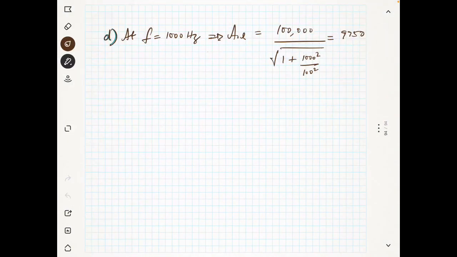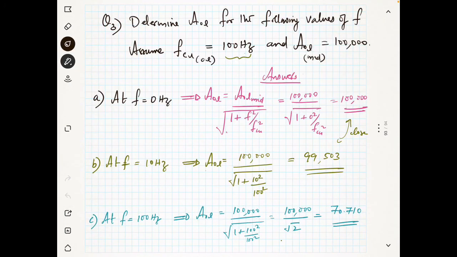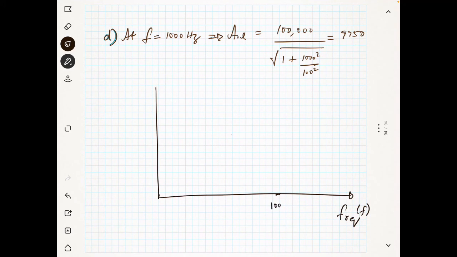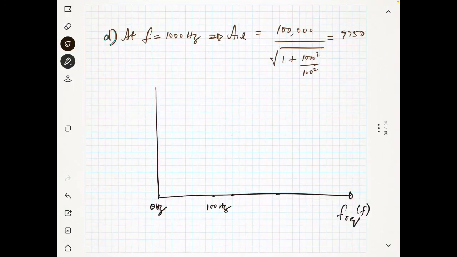I can now plot it anyway. In the question it is not asked actually, but I will show you how to plot it. This is the frequency f, and what is the critical frequency in the question? It has been given as 100 hertz. This is the critical frequency, 100. Usually this is 0 hertz, and this is your 10 hertz, then this may be your 1000 hertz. Okay, and like this. Now we will see what the gain is here.